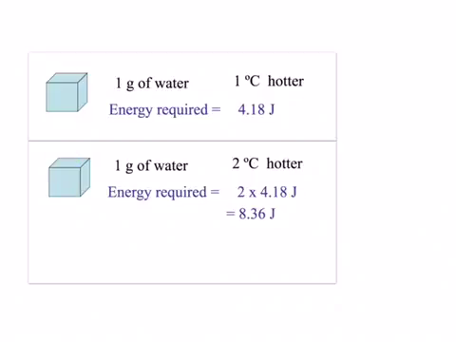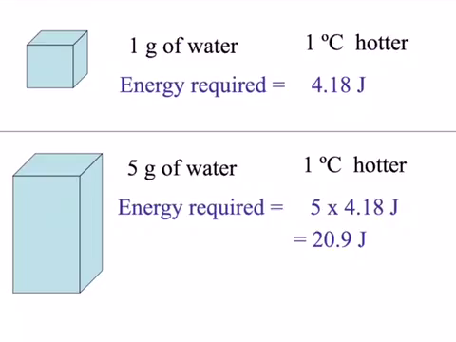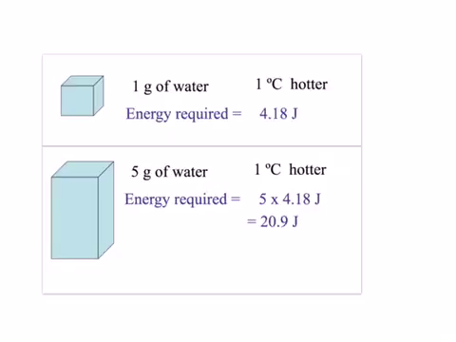Similarly, if I have a gram of water, but this time I've increased it by 2 degrees, the energy required to heat 1 gram of water by 2 degrees centigrade would be 2 times 4.18 joules, which would be 8.36 joules. Applying exactly the same concept, if I have 5 grams of water and I want to increase the temperature by 1 degree centigrade, I'd multiply by 4.18 to give me 20.9 joules of energy. So this amount here represents how much energy I require to heat this amount of water by this temperature.